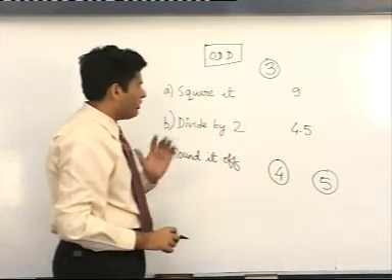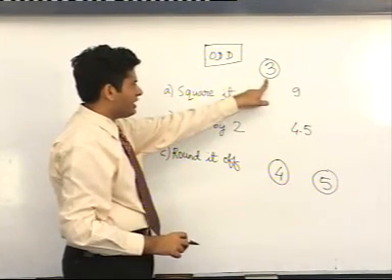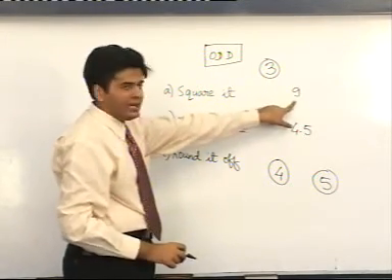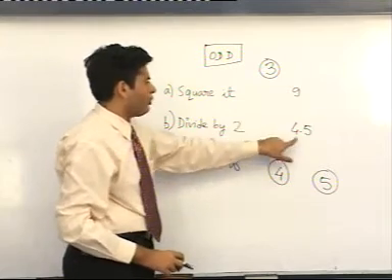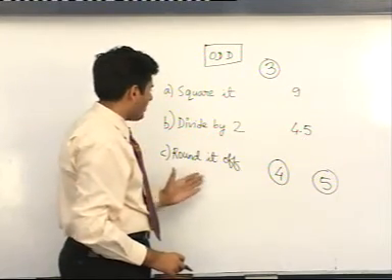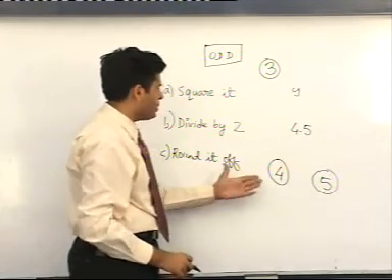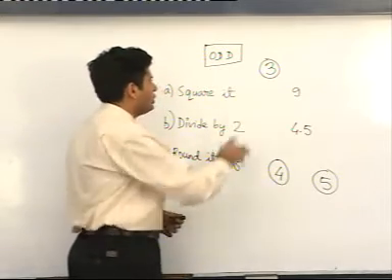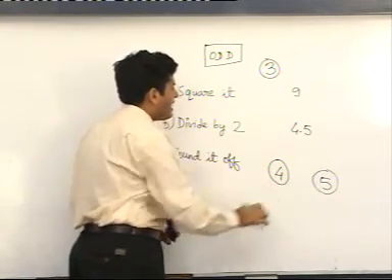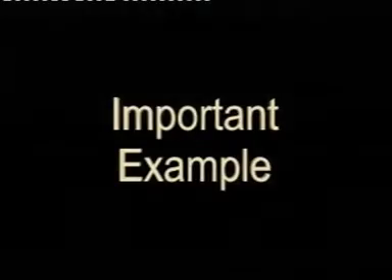Very simple. I will do it once again. Number is 3. When you square it, you get 9. 9 divided by 2 is 4.5. When you round off 4.5 to the next smaller and bigger number, you have 4 and 5. So 3, 4 and 5 form the triplet.